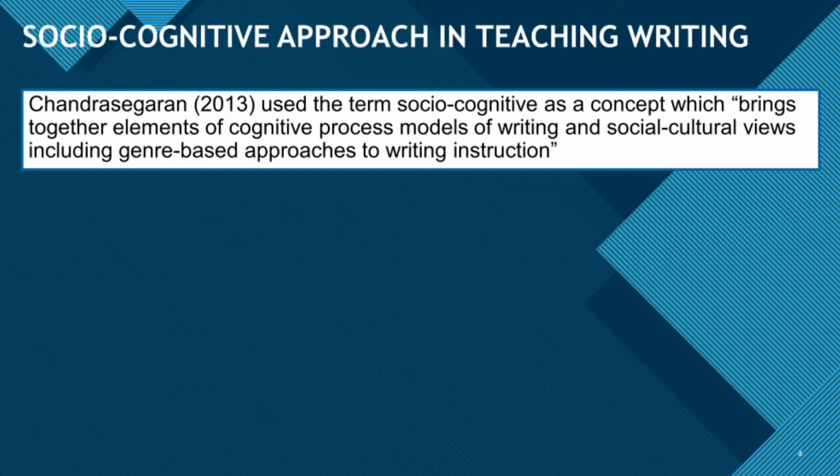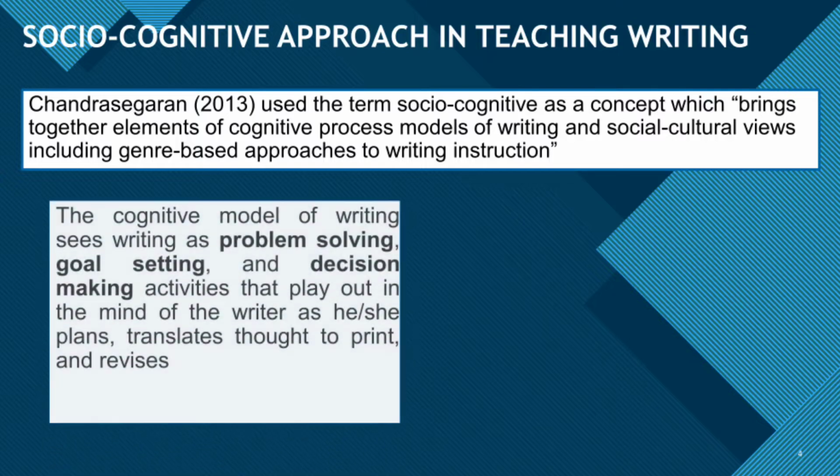Now, let's define socio-cognitive approach in teaching writing. According to Chandrasegaran 2013, the term socio-cognitive is a concept which brings together elements of cognitive process models of writing and social cultural views including genre-based approaches to writing instruction. We can see in her definition the combination of the cognitive model of writing and social view of writing.